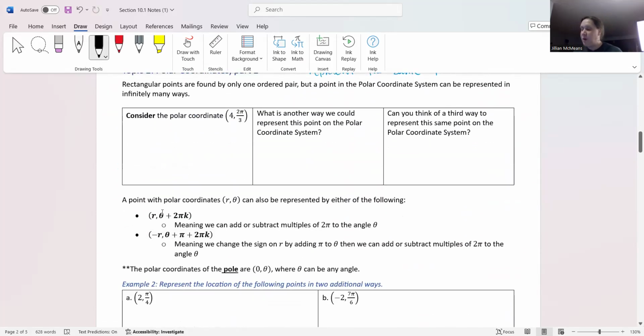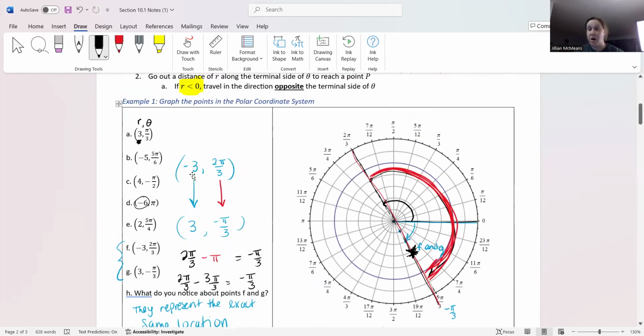Let's consider the point 4 comma 2 pi over 3. Maybe I shouldn't have used 2 pi over 3, it's too similar to our previous point, but here we are. What is another way that we could represent the exact same point in the polar coordinate system? Up here we found that if we make r have the opposite sign and then add or subtract pi from theta, we end up at the same location.